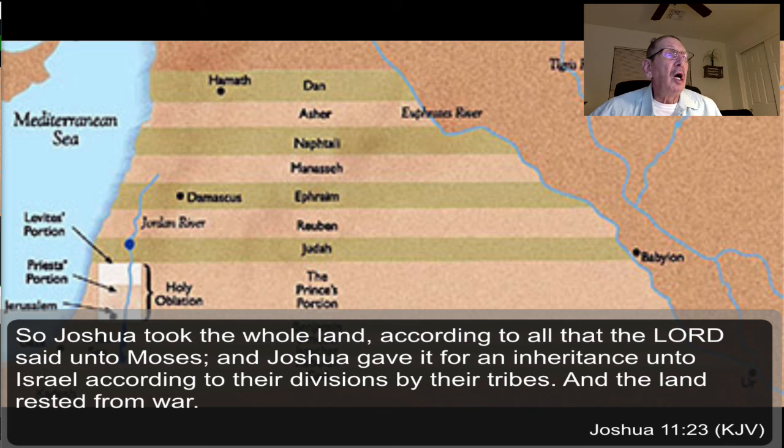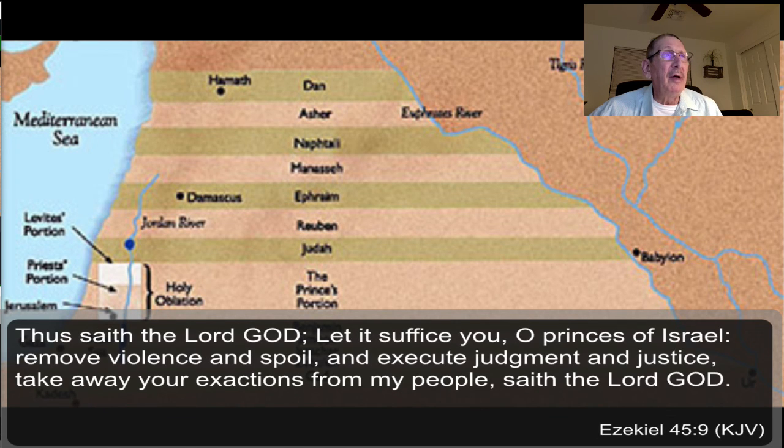Also over in Joshua 11:23, it confirms this also. So Joshua took the whole land according to all that the Lord said unto Moses, and Joshua gave it for an inheritance unto Israel according to their divisions by their tribes, and the land rested from war. So that was way back in Joshua when they first came into the land, when it was first divided. Okay, back to Ezekiel 45:9.